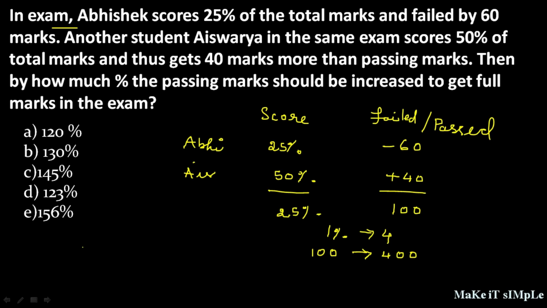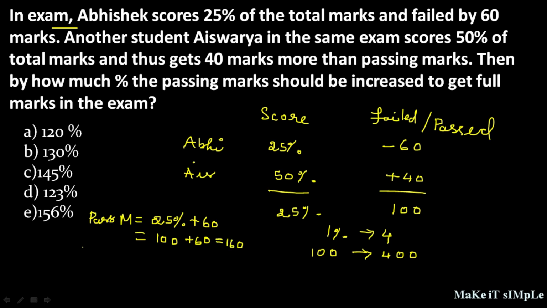Passing mark is nothing but 25%. He got 25% and failed by 60 marks. So after getting 25%, when we add this 60 units, we will be getting it as passing mark. Okay, so this 25 unit percentage is 100, then 60. So what we'll be getting, we'll be getting 160.